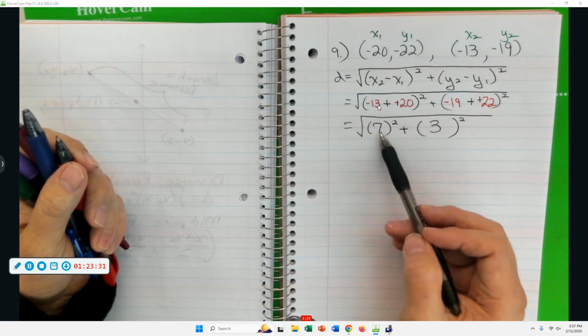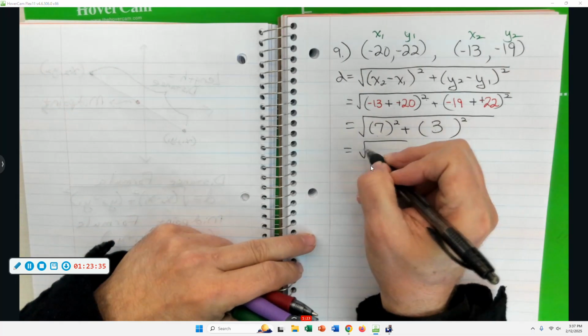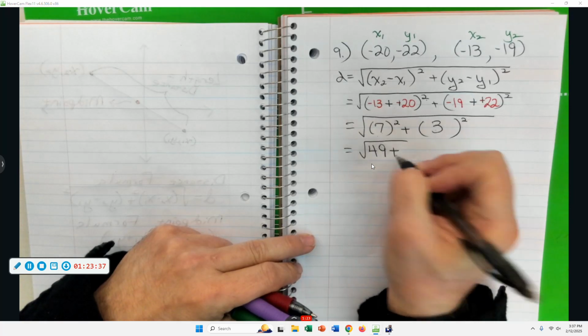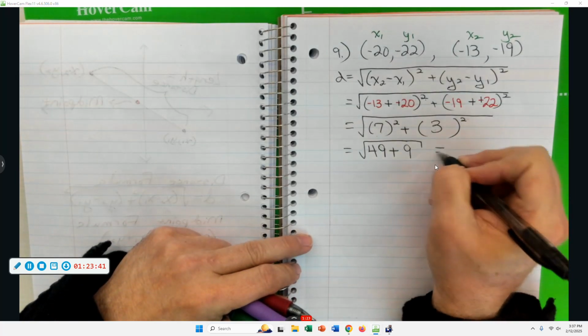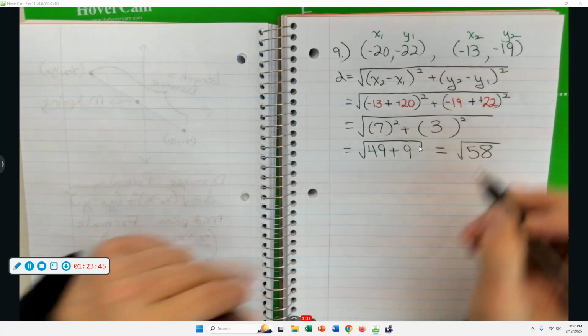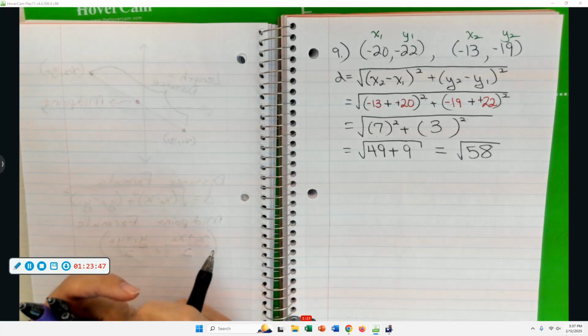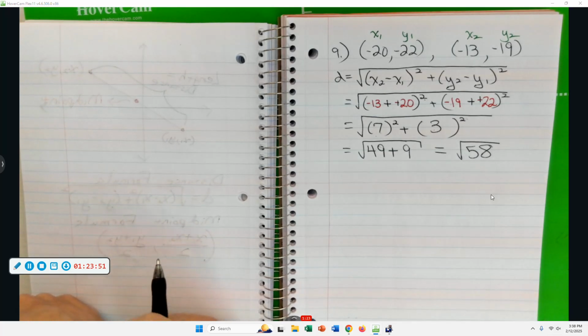Now, the order of operations says you work inside the parentheses first. Now we do the exponentiation. 7 squared is 49 plus 3 squared is 9. 49 plus 9, that's 58. Is 58 a perfect square? No. Let's see, are there any perfect square factors that divide evenly?